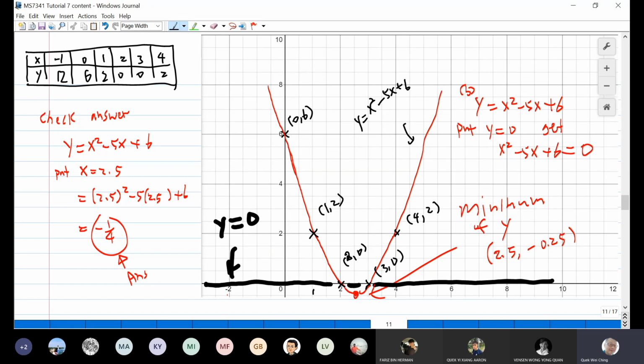So when it cuts y equal to 0, there are 2 points: x equal to 2 and x equal to 3, right? On the table you can actually see that x equal to 2 and 3. X equal to 2, y equal to 0; x equal to 3, y equal to 0. So the answer is x equal to 2 and 3. So this is how you answer part B. This is question 4, part B.